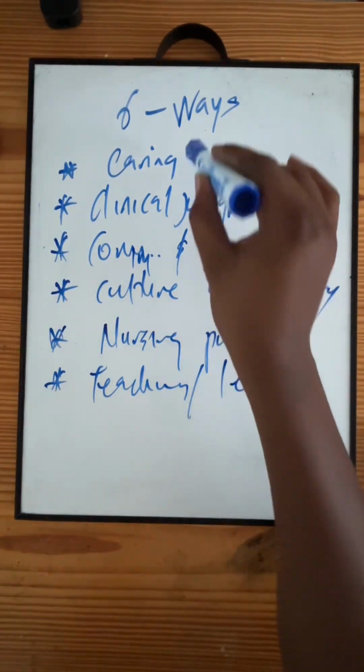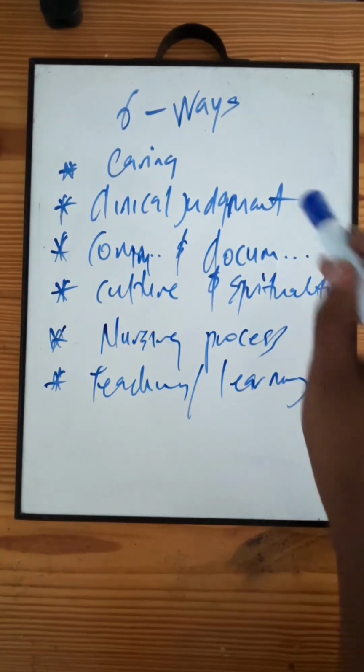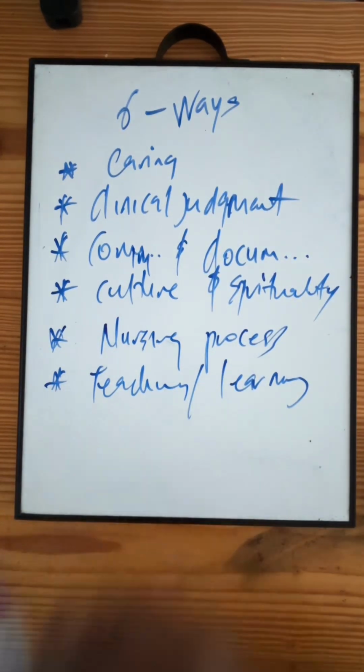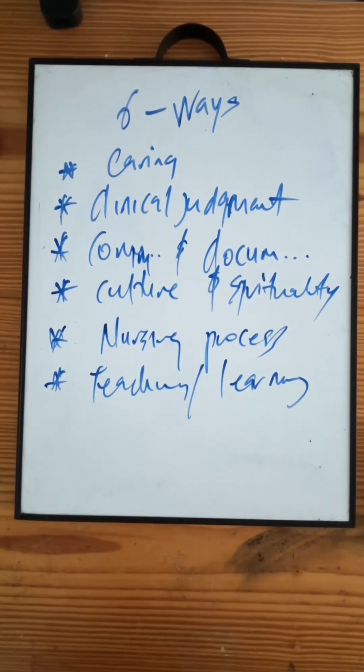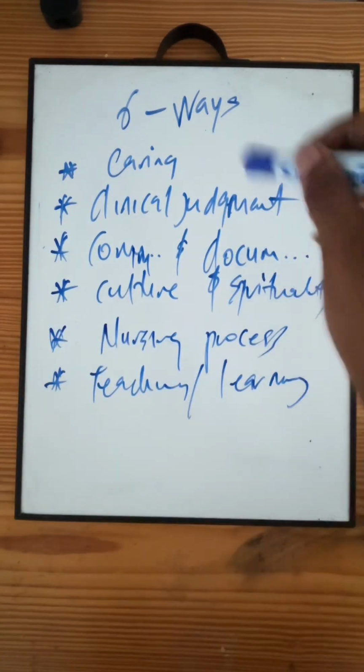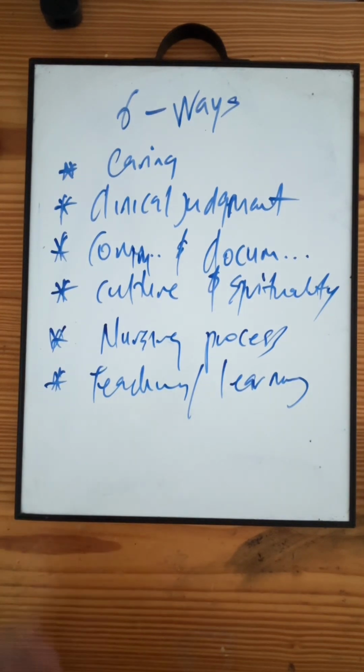Now, if it's a caring question, you will know. If it's a clinical judgment question, you will know. If it's a communication question, you will know. If it's a documentation question, you will know. If it's a culture and spirituality question, you will know. If it's a nursing process question, you will know. If it's a teaching question, you will know. Right? Now, how will this add advantage to making you pass the NCLEX exam in 85 questions?